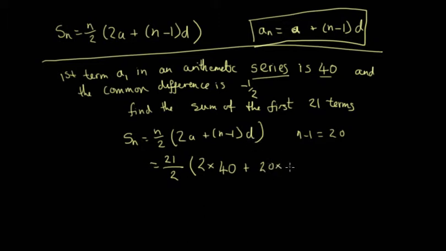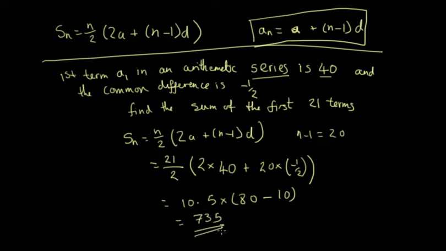Now that's the common difference, times a half. I'm going to put this in a wee bracket so we know it's a half, and we don't think it's a subtraction. And then you just do the arithmetic. So we're going to have 10.5 times 80 plus 10, which is 735. That is the sum. It was a nice simple one.